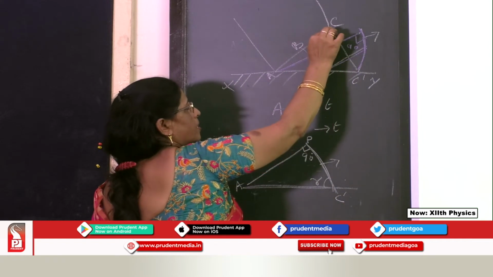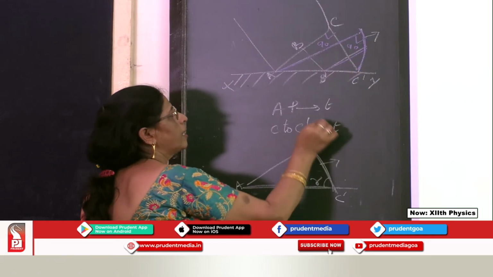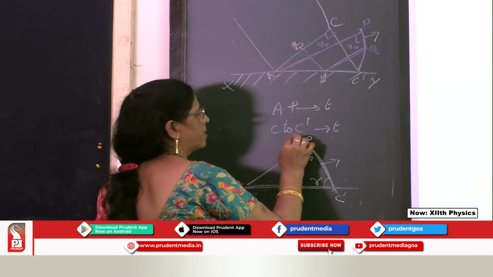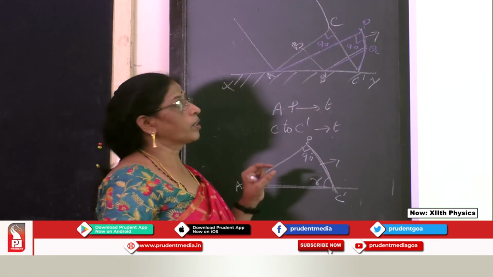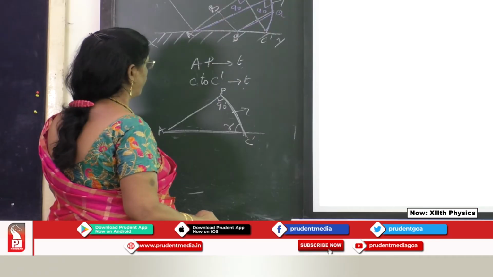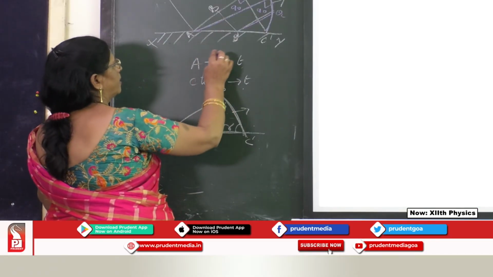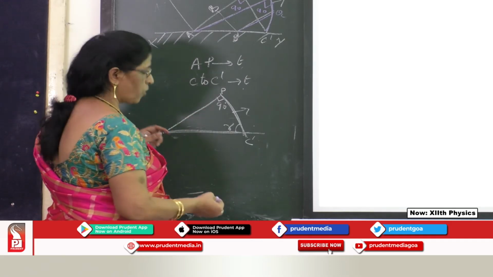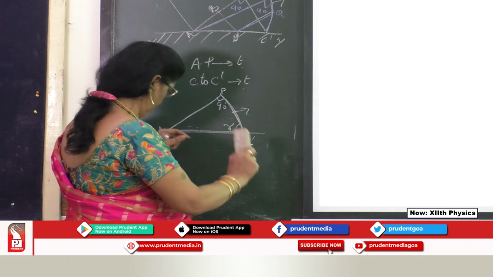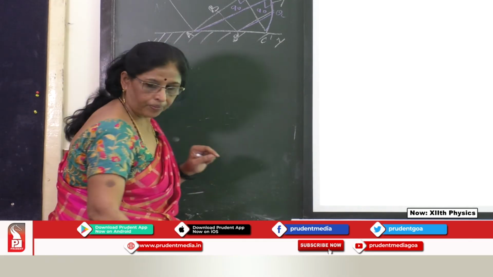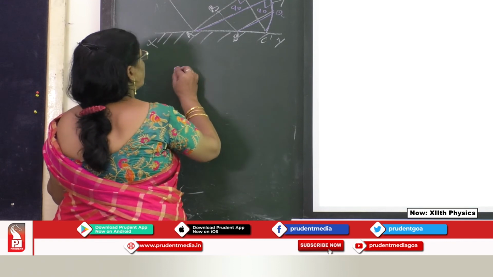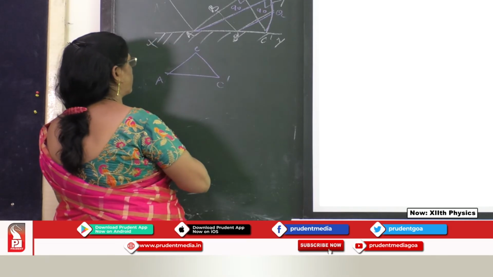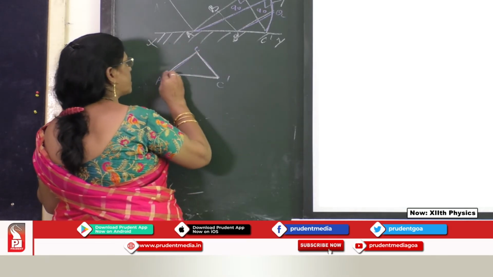The time taken for C to C dash is T. The time taken for A to P is also T. So, this is the same time taken. Now, when you consider the triangles, two different triangles I am going to consider. One triangle is the first triangle over here, which is ACC dash. First I will consider the triangle ACC dash.